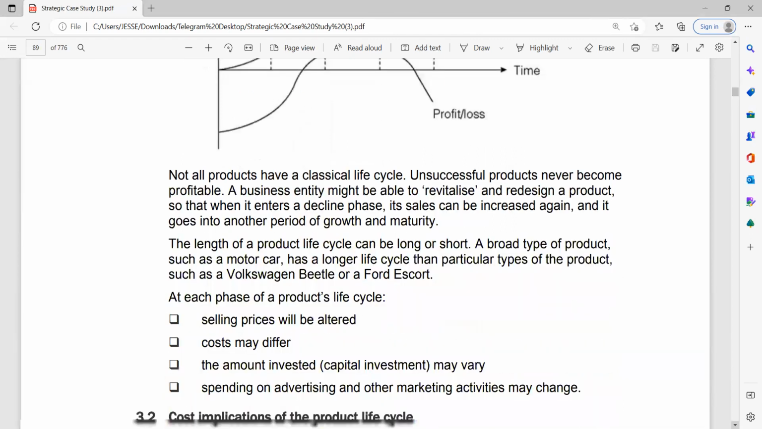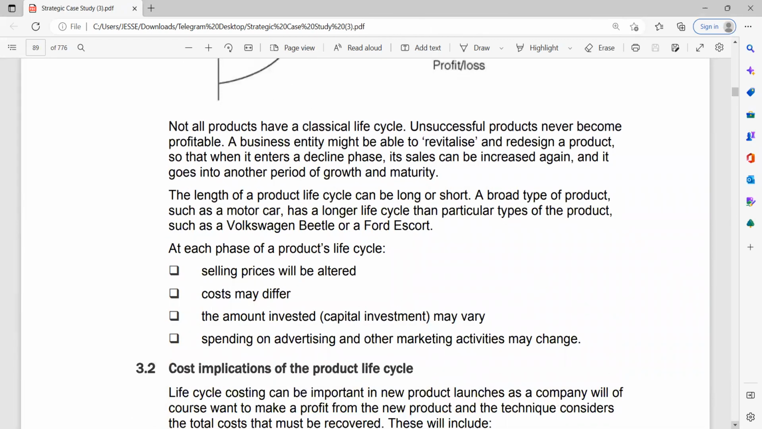Now, not all products have a classical life cycle. That's why it's called a classical, traditional life cycle. Unsuccessful products never become profitable. A business entity might be able to revitalize a product. This was what I was talking about in terms of reinventing the product, right? So you can reinvent the product, update its features, and reintroduce it to the market. You can redesign the product and reintroduce it to the market so that sales can be increased again.